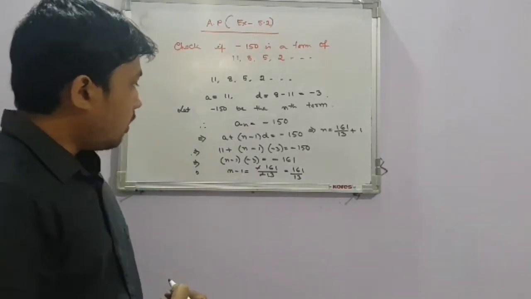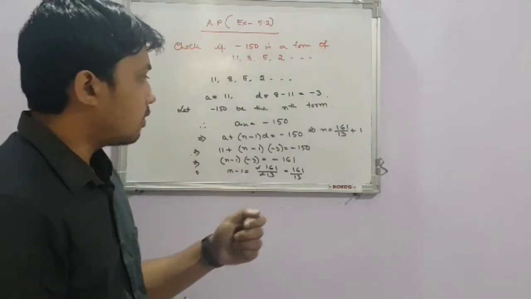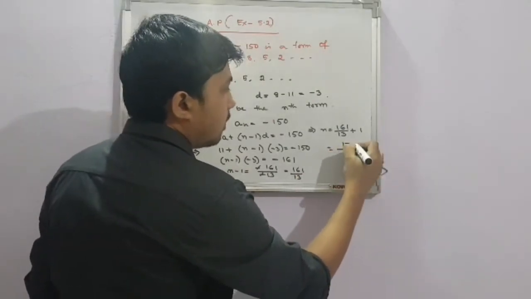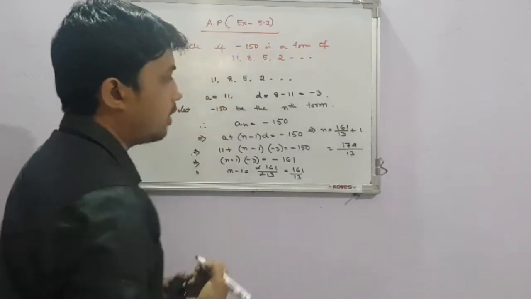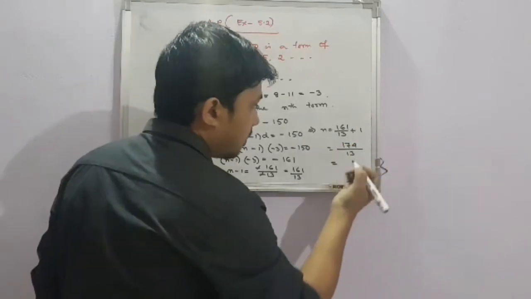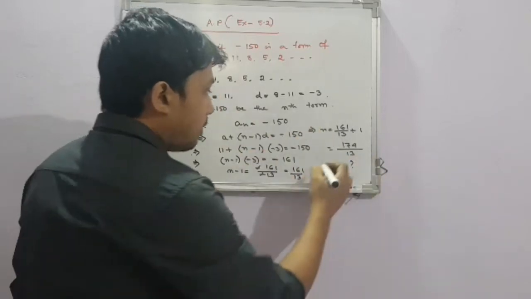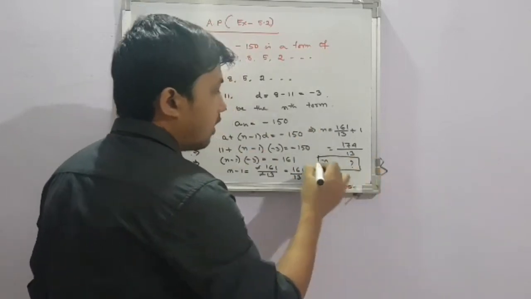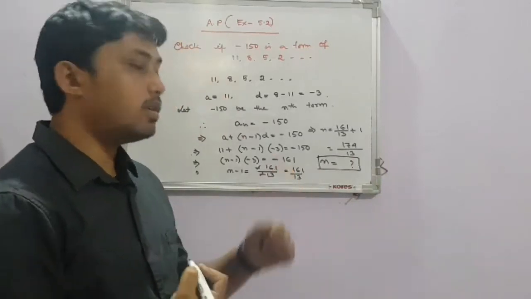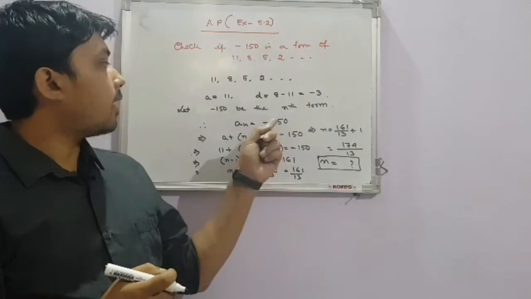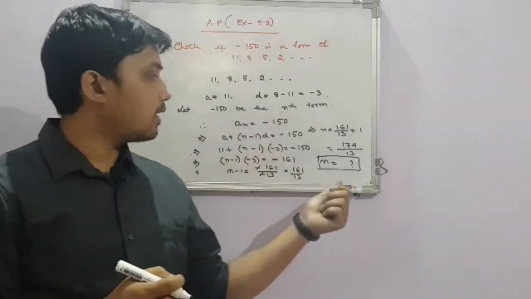Alright, so if I take LCM here, I'll get 164 by 3, and if you divide this one, you'll get a fraction, right? You obviously can calculate this one. So I'm getting n equal to a fractional number, positive but fractional. What you have to understand is that we have assumed that minus 150 is the nth term and we are getting n equal to a fraction.